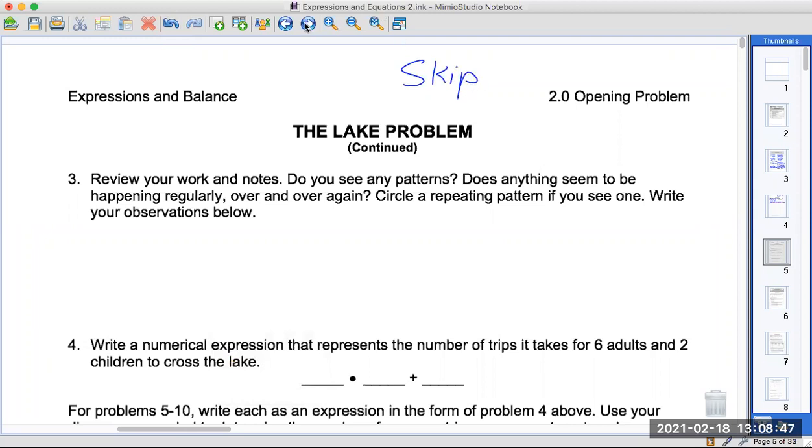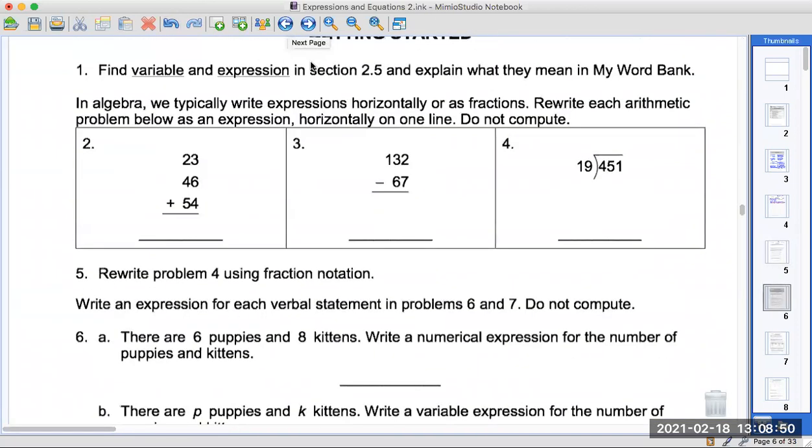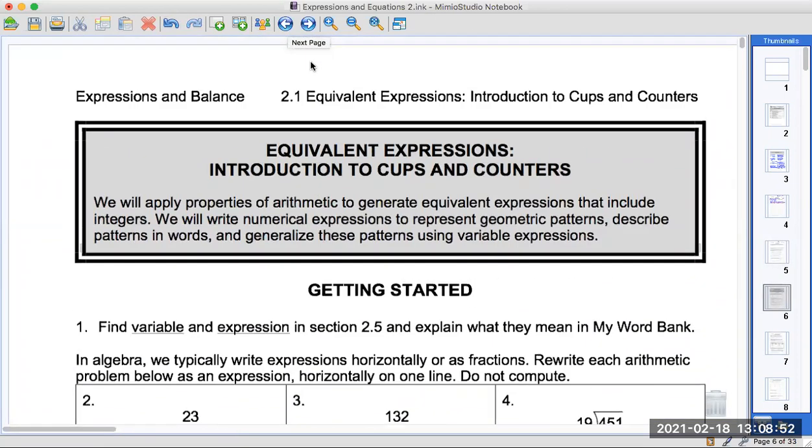And then the next page is page 3. Okay, so page 3 will be notes. Gotta find my book again. Notes. Make sure you write this on top. Okay, equivalent expressions, introduction to cups and counters. So cups will look like that. Counters are either that or that. Okay, so a cup is like a V. And I'll explain that to you.